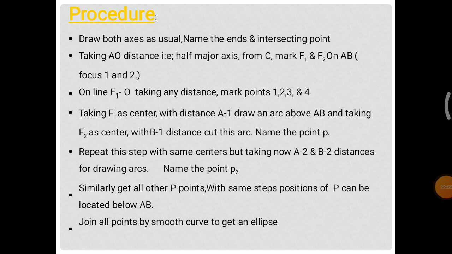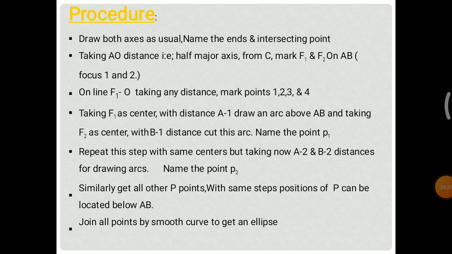Then take F1 as center with the distance A1. Draw an arc above AB and take F2 as center with B1 distance. Cut this arc. Name the point as P1. Repeat the same step with the other points also, that is A2, B2 distances for drawing arcs, and name the points as P2, P3, P4 and so on. Similarly, get all the other P points with the same steps. Positions of P can be located below the AB also.